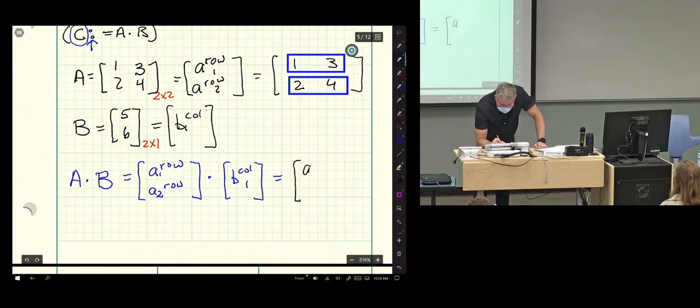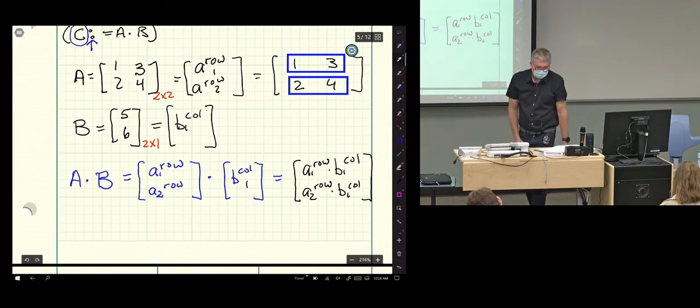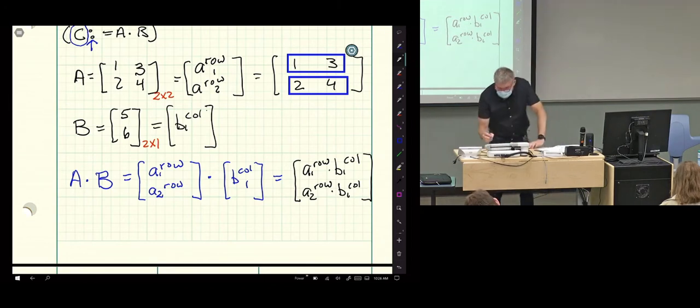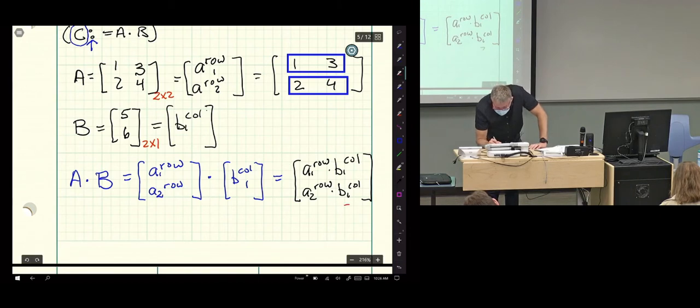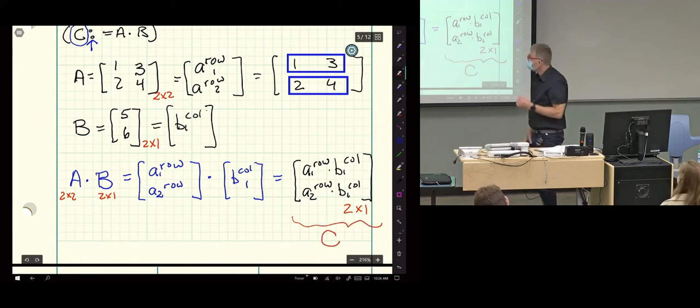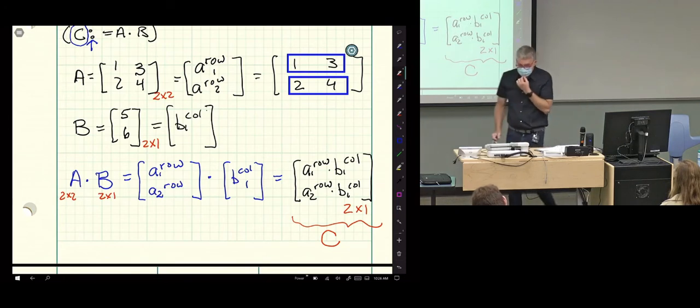The first element is A1 row times B1 column. And the second element in it is A2 row times B1 column. Okay, so this is 2 by 2, 2 by 1. This is our matrix C. The product, it's 2 by 1.